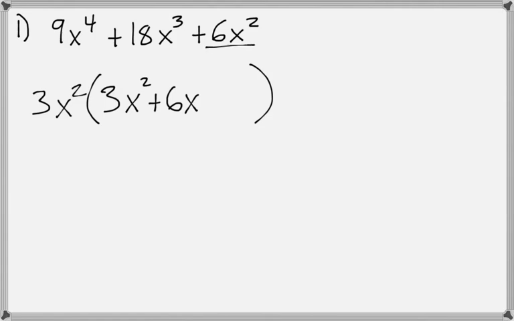And then lastly, looking at the third term, 6 divided by 3 is 2. And then I have 2 x's, I have x squared. But I'm taking both of those out. I'm taking an x squared out. So there would just be a 2 left here. And that would be my final answer.